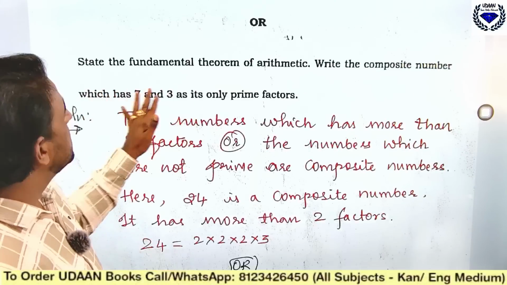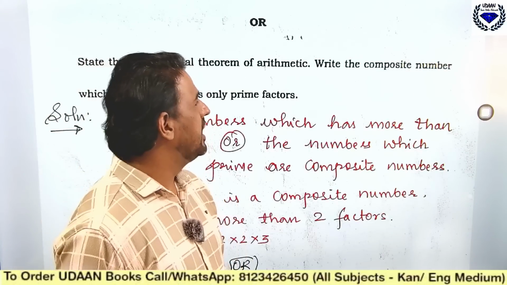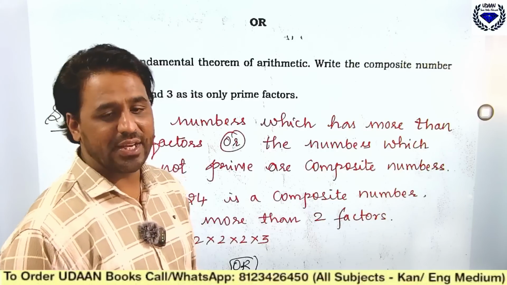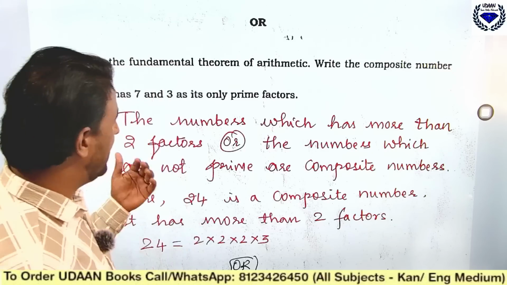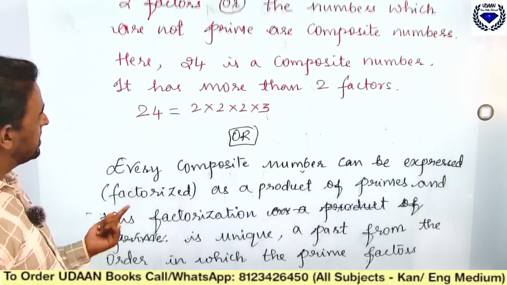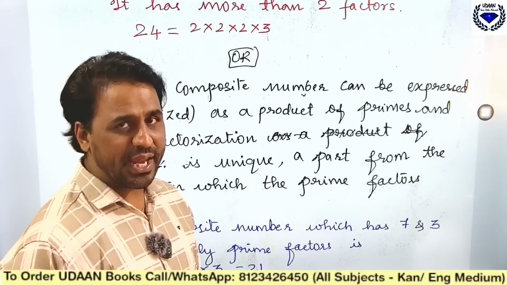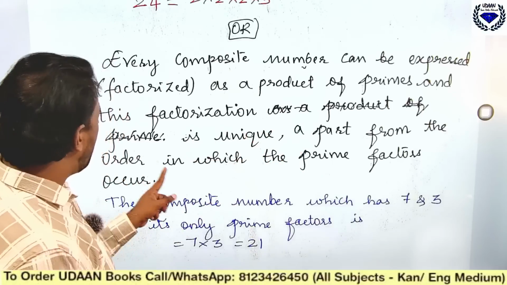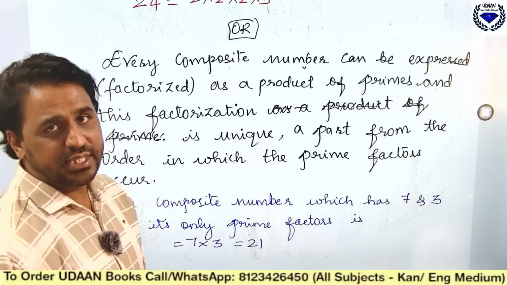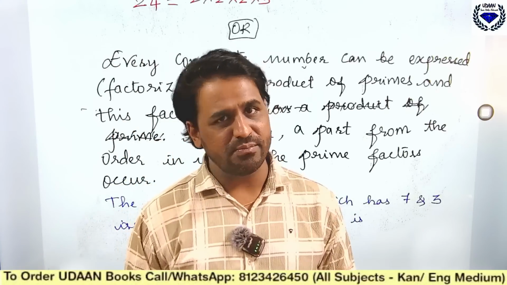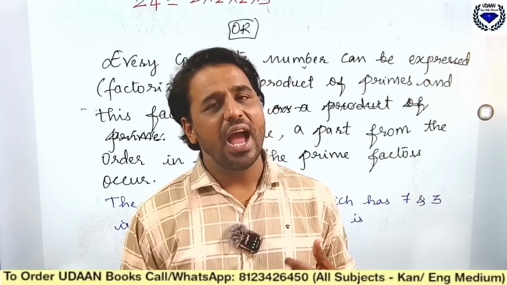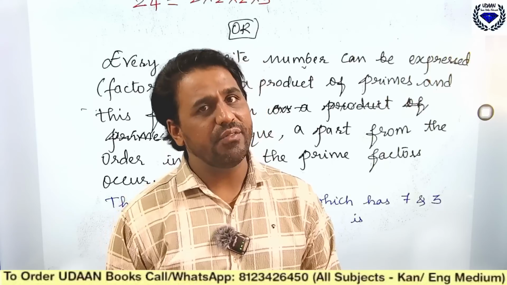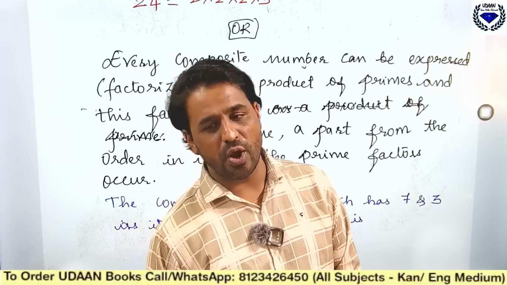Then our question: state the fundamental theorem of arithmetic, or write the composite number which has 7 and 3 as its only factors. So how will you write this? The answer is here. Every composite number can be expressed as a product of primes, and this factorization is unique apart from the order in which the prime factors occur. So this is a definition. You should know what prime numbers, composite numbers, HCF, LCM, and the fundamental theorem of arithmetic are. These are very important questions from the examination point of view.